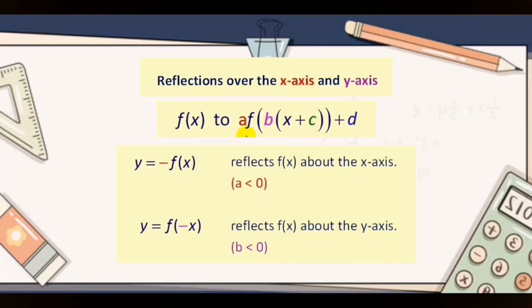I want to summarize what happens when we change the sign of a and b. First, let's consider when a equals negative 1. If y equals negative f(x), this will reflect f(x) about the x-axis. Remember f(x) equals y, so we are changing the sign of the y coordinates. When b equals negative 1, where y equals f(negative x), this reflects the original function f(x) about the y-axis.